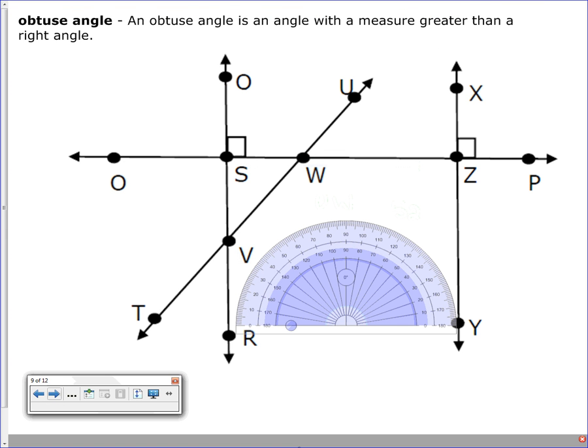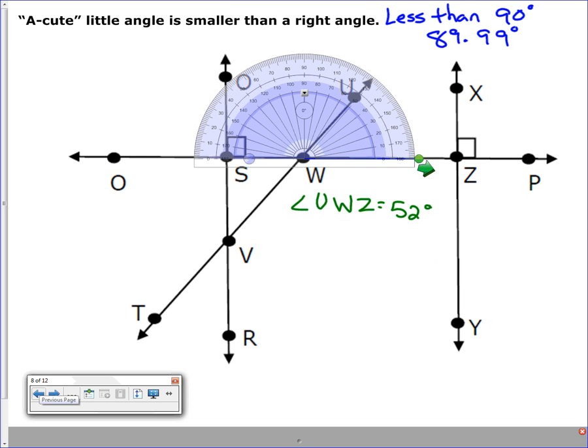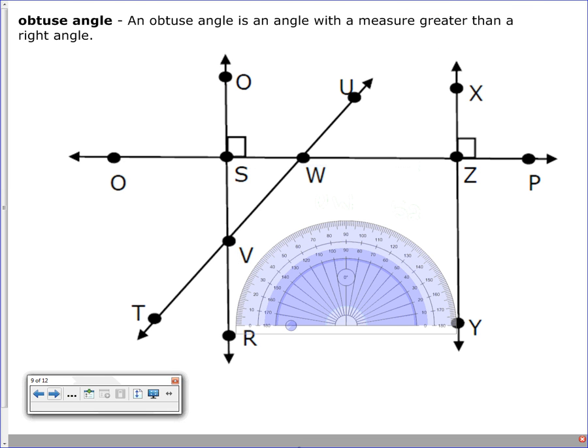The opposite of acute angles is obtuse angles. Obtuse angles are bigger than right angles. How much bigger? Doesn't matter, as long as it is greater than 90 degrees. It could be 90 and 1/100th of a degree. As long as it's bigger than 90, it's an obtuse angle.